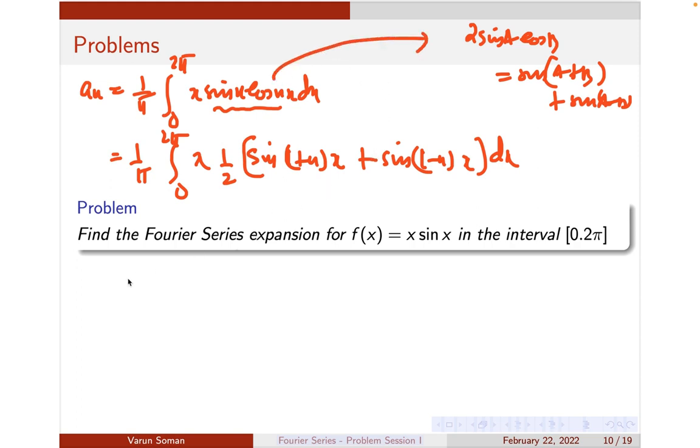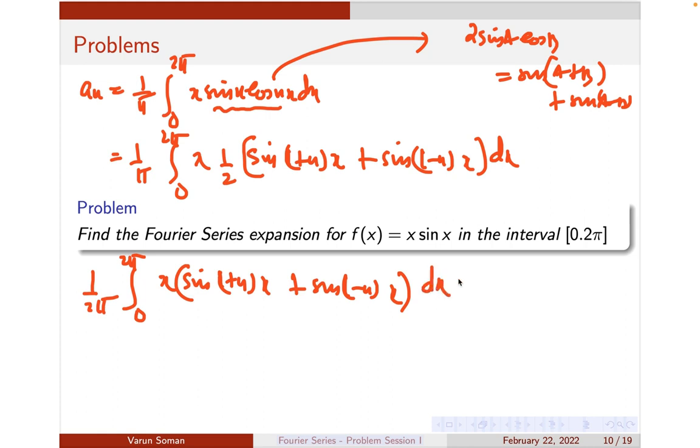So this will become simply 1 by 2 pi integral 0 to 2 pi x into sin of 1 plus n into x, plus sin of 1 minus n into x. I am writing it together. If you want, you can split it and write, no issue. Now we will integrate.